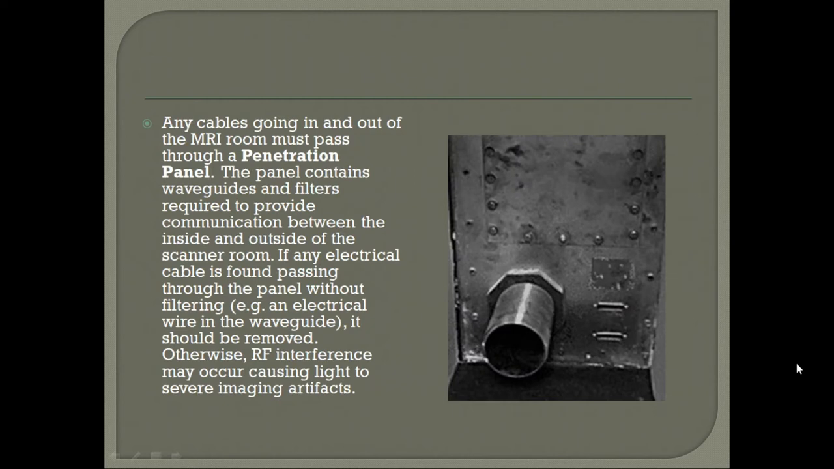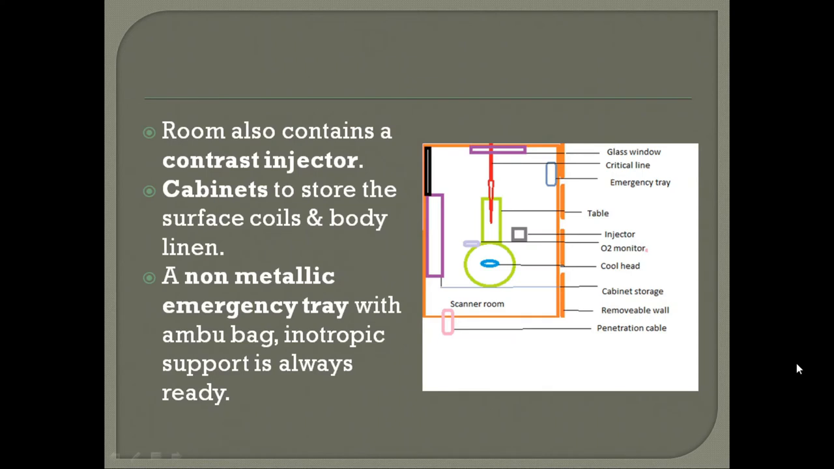Any cables going in and out of the MR room must pass through a penetration panel. The panel contains waveguides and filters required to provide communication between the inside and outside of the scanner room. If any electrical cable is found passing through the panel without filtering, it should be removed. Otherwise, radio frequency interference may occur, causing slight to severe imaging artifacts. The room should also contain a contrast injector, a few cabinets to store the surface coils and the body linen, and a non-metallic emergency tray in case of a contrast reaction.